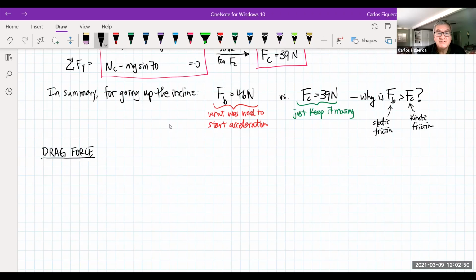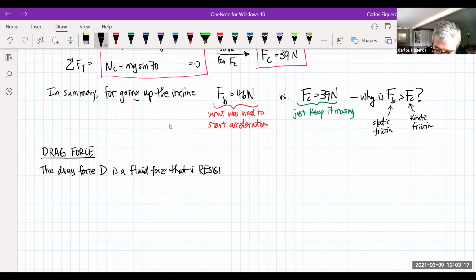The drag force is a resistive force, just like friction. I typically just call it drag. So the drag force, capital D, is a fluid force that is resistive, but it's resistive for different reasons.